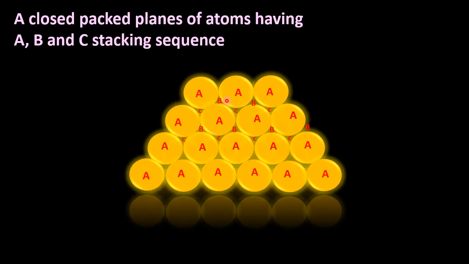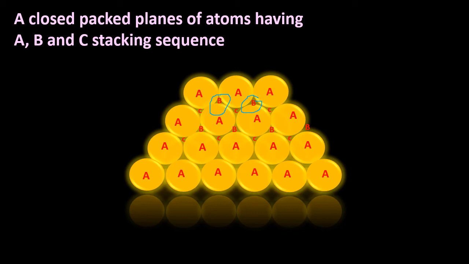This one is the plane of atoms, which in the stacking sequence is represented by A, and like this one, all these are the atoms with stacking sequence A. In between these planes there is another plane. Here you can see we have the B.